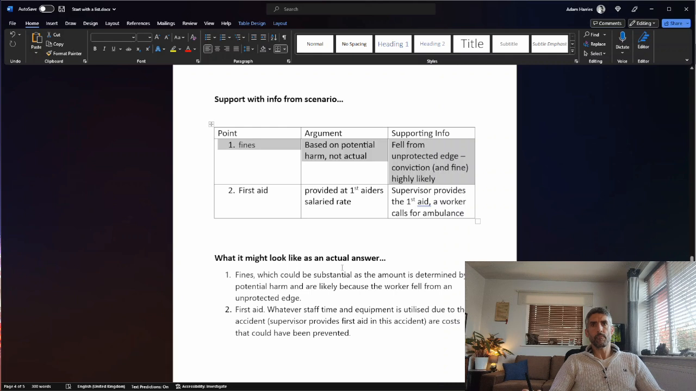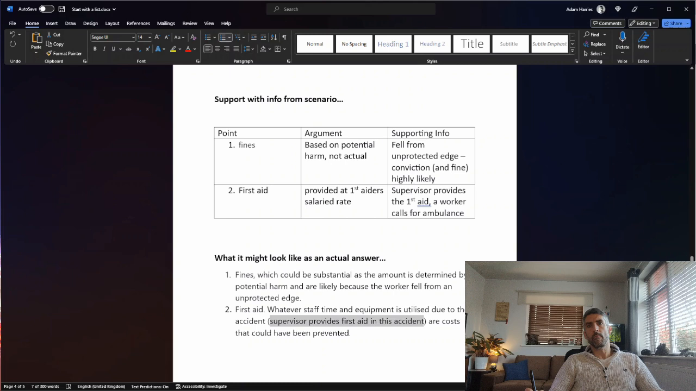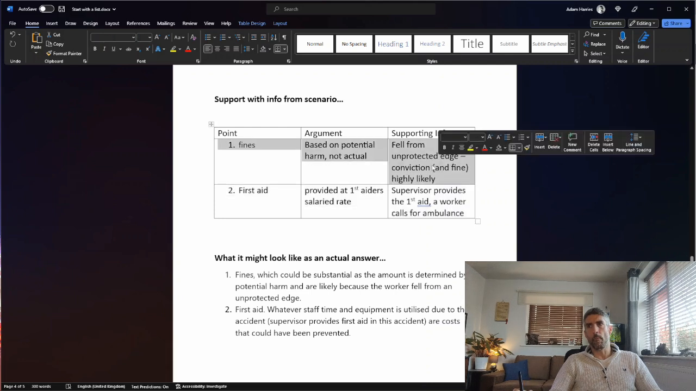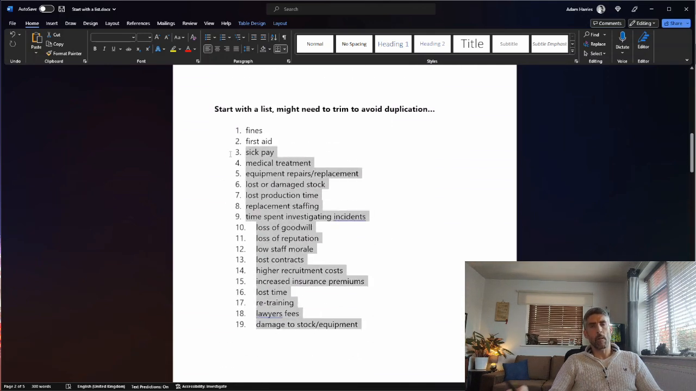Don't overthink it. For first aid, whatever staff time and equipment is utilised due to the accident (supervisor provides first aid in this accident) are costs that could have been prevented. There's going to be many different ways that you can write that in sentence form. You don't have to overthink it too much. There's going to be many ways that you can write each of these things in sentence form. And don't forget, you don't have to do the same for all of those, because I'm going to explain to you now how I think the marking might work for this question.